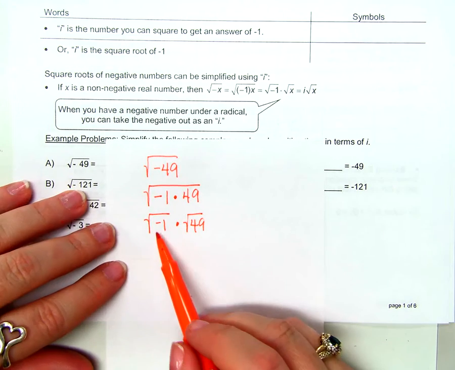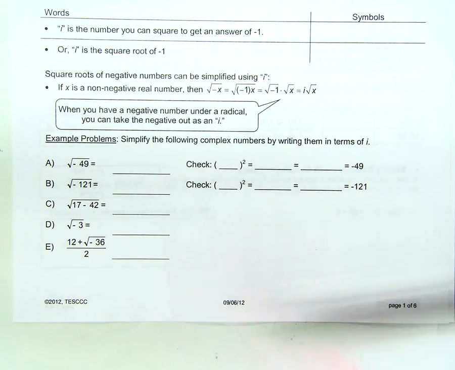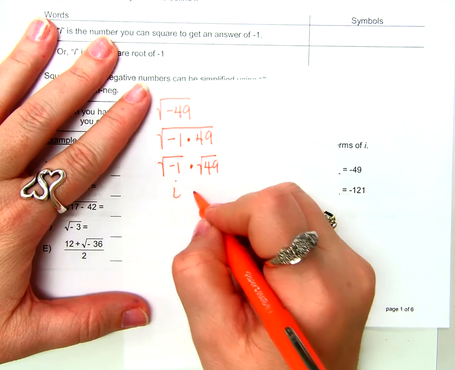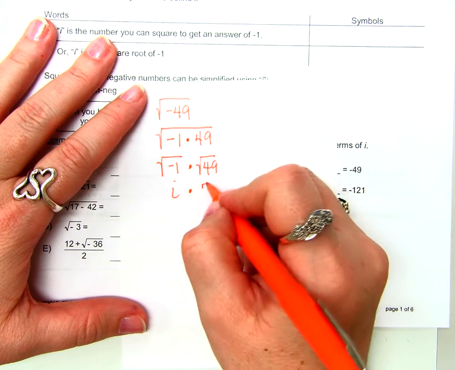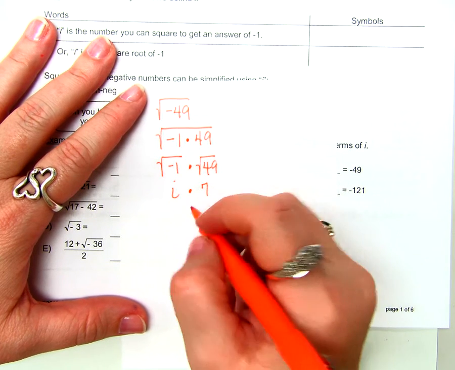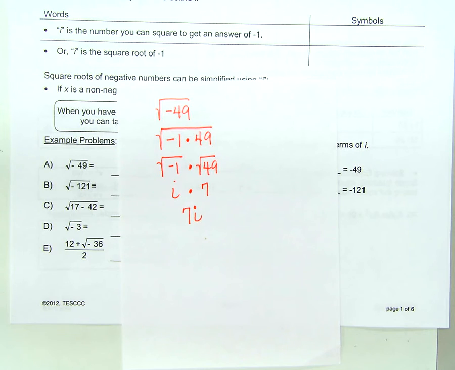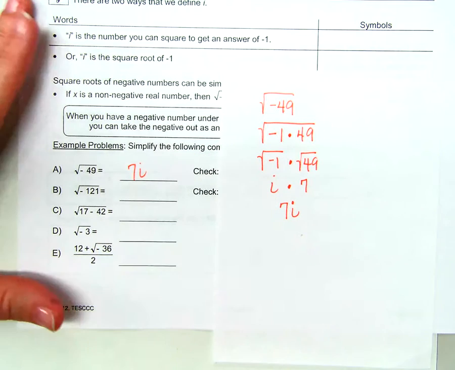What is the square root of negative 1? We just said, right? The square root of negative 1 is i. What is the square root of 49? 7. So what is i times 7? It's just 7i. So that's where, for this blank, we get 7i.